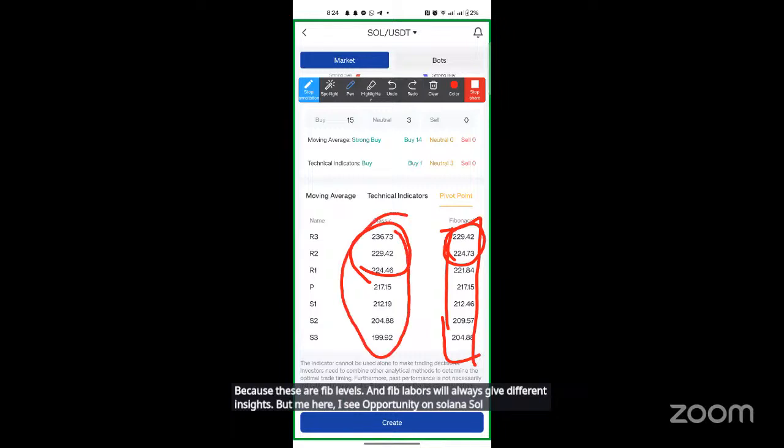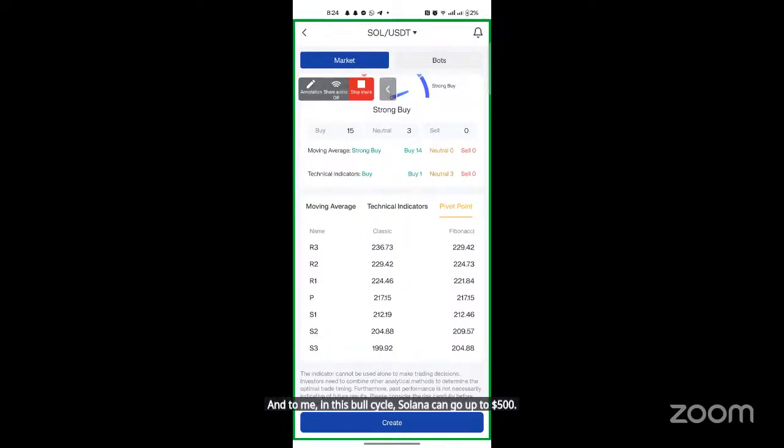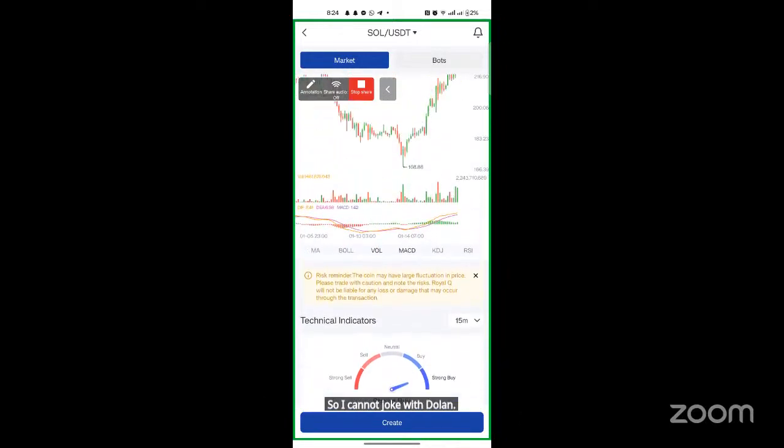Solana is a very strong coin, by the way. And to me, in this bull cycle, Solana can go up to $500. So I cannot joke with Solana. Me, I still see business.